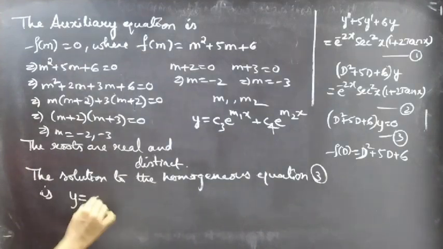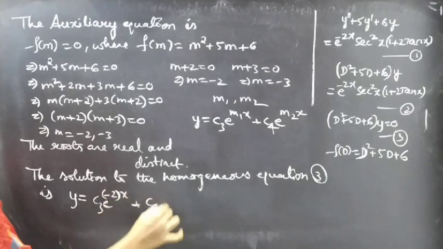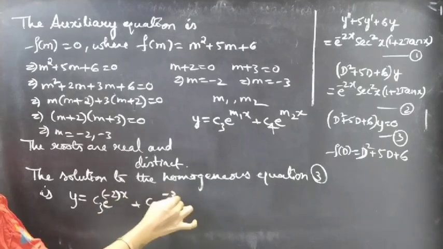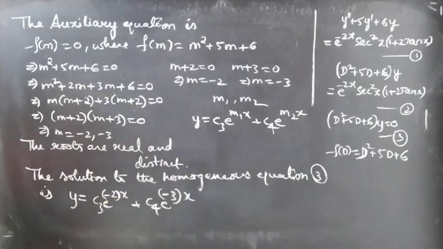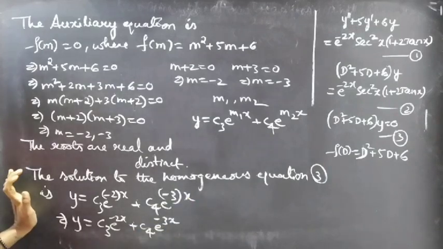y equal to c3 e power minus 2 into x plus c4 e power minus 3 into x. See, I am taking c3 and c4 instead of c1 and c2 because I want c1 and c2 to appear in the last general solution, right? This gives us y equal to c3 e power minus 2x plus c4 e power minus 3x, which is the solution to our homogeneous equation.